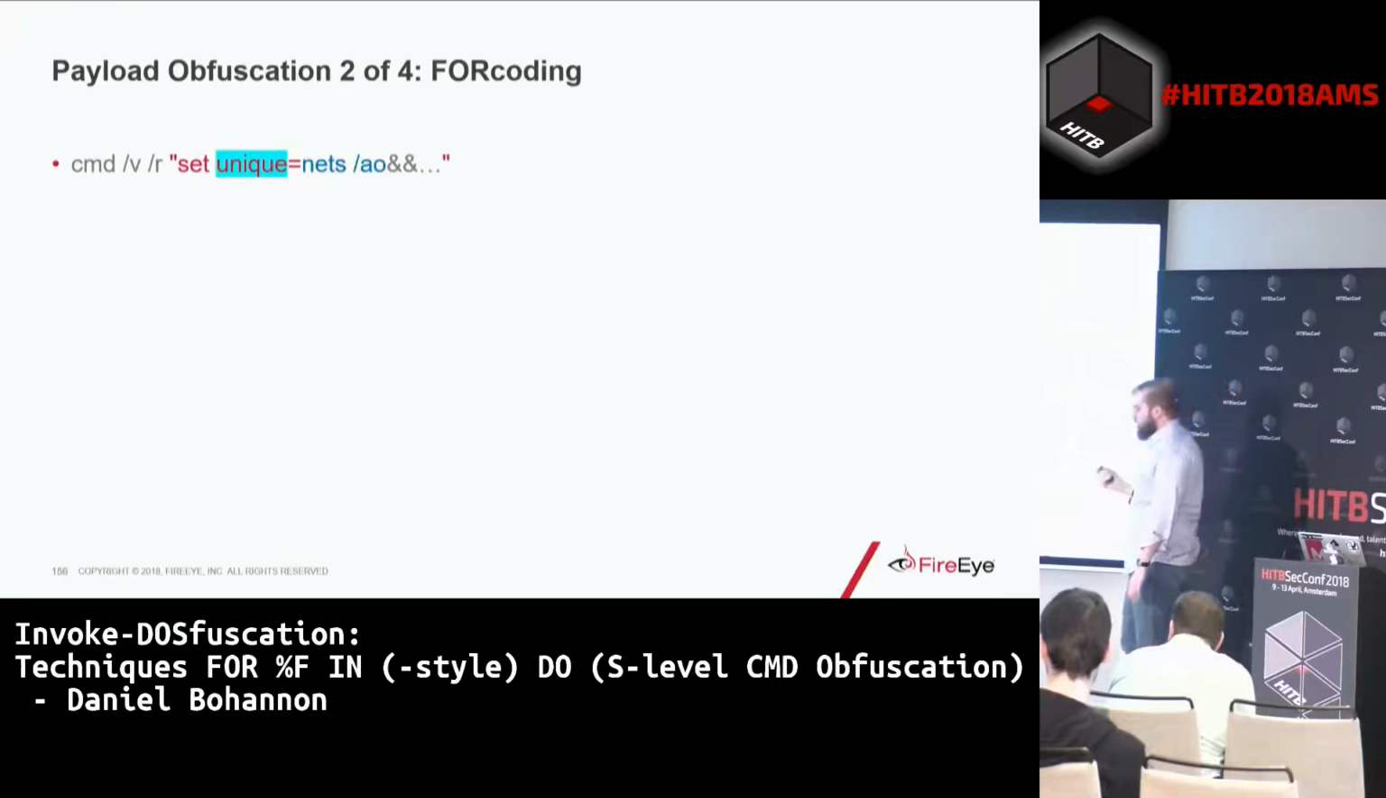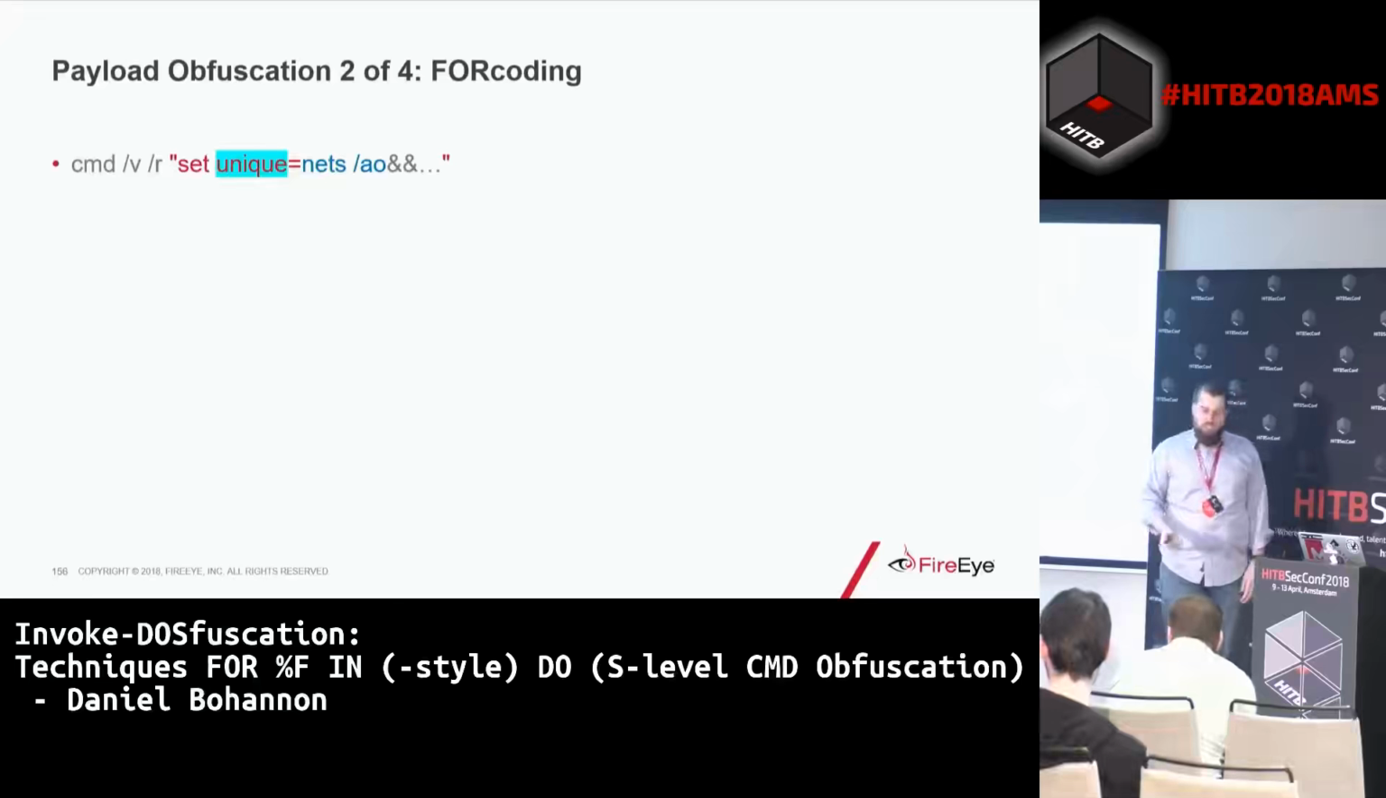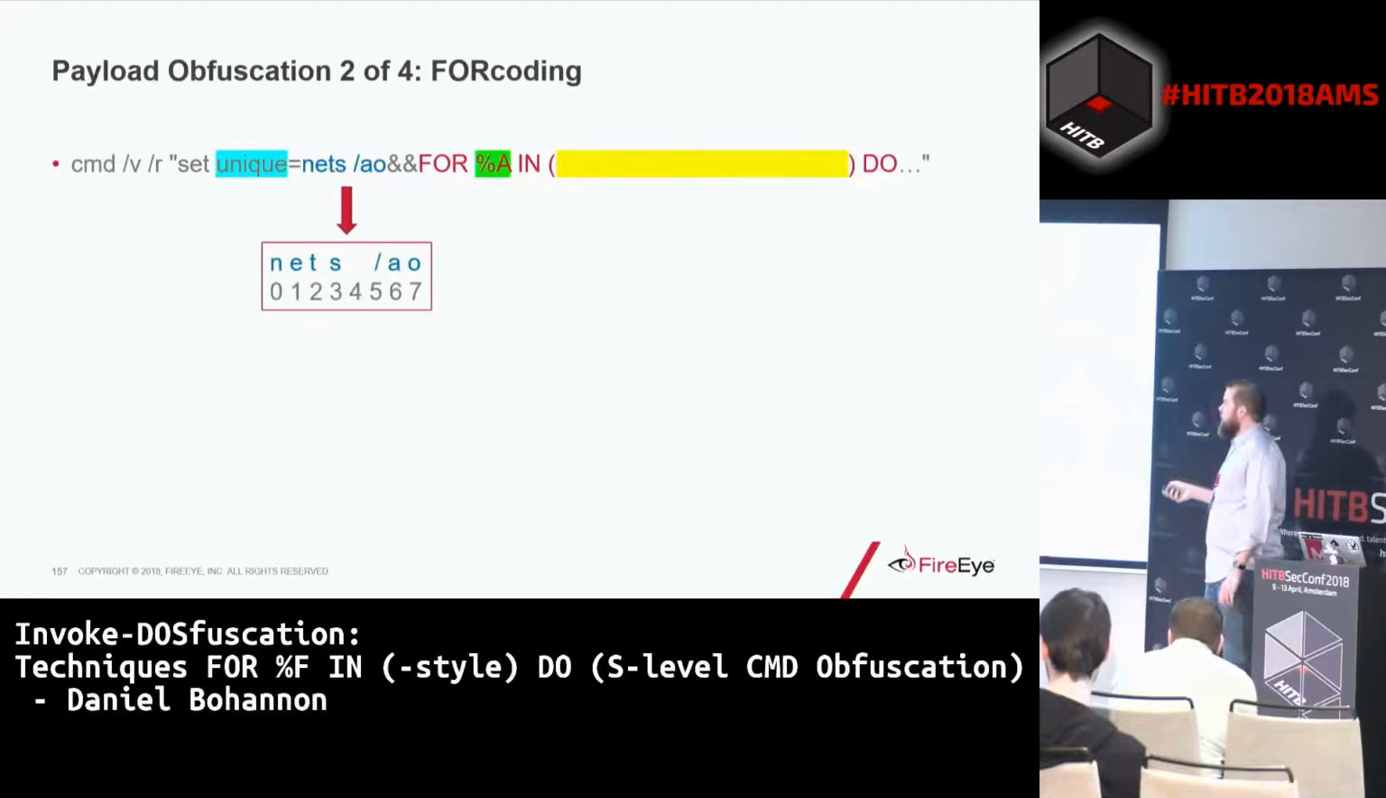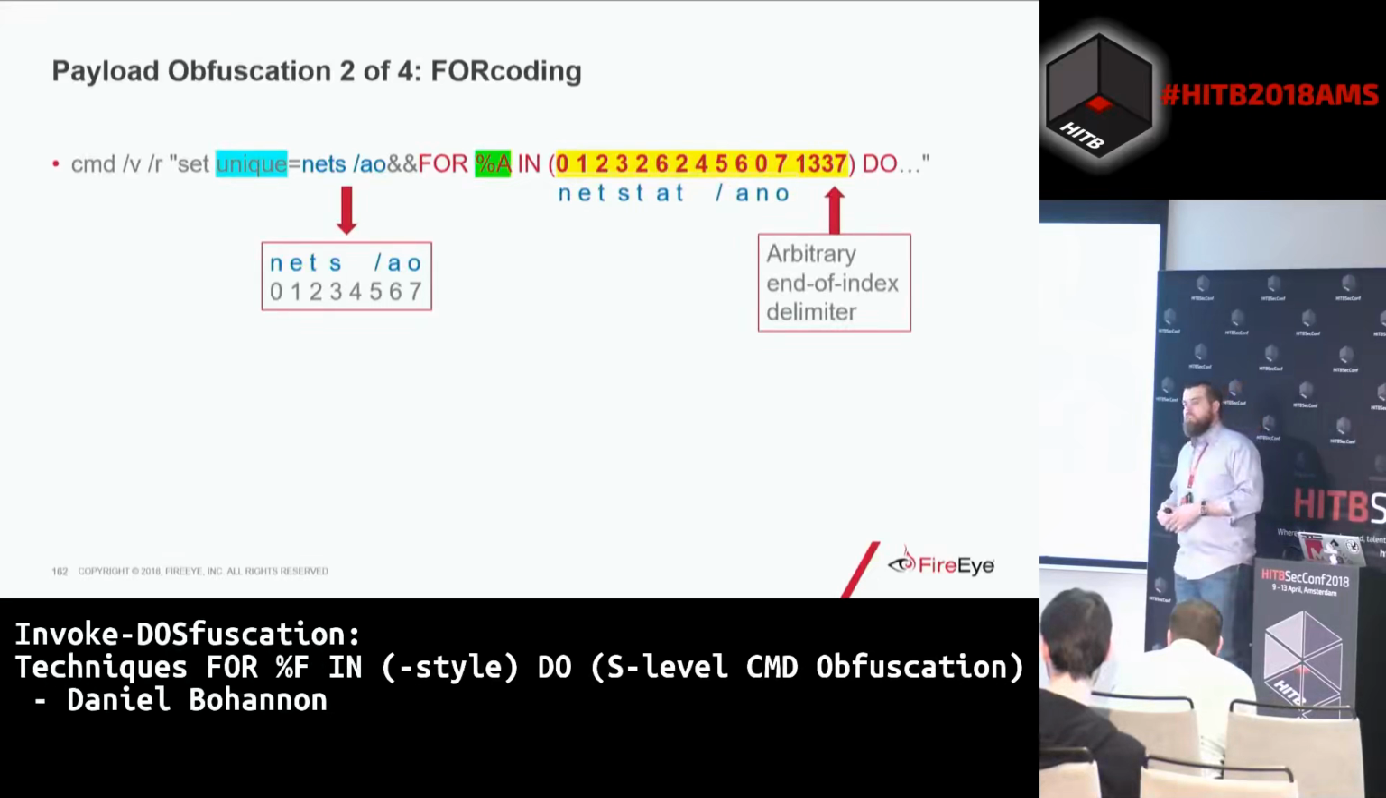So anyways, let's go back. We have our netstat command. For encoding, the only thing we need is the unique characters to reassemble the final command. So for netstat ANO, nets space /AO are the only unique characters that we need. They can come in any order, but we're going to set that into this variable called unique. What we're then going to do is set a for loop that contains the index values to reassemble this command. So netstat is going to start with 0 for the N, 1 for the E, etc. So netstat ANO are those index values. And then we're going to end with one more value that's just kind of our bookend, saying, hey, when you hit this value, then we're done reassembling.